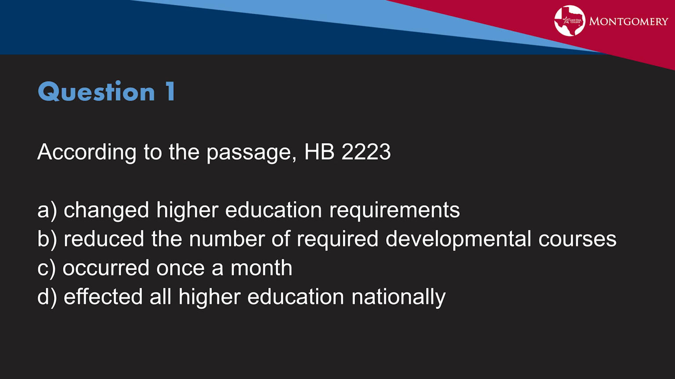As you go through and start trying to cross off as many of the extra answers as you can, you probably notice that C and D are fairly easy to cross off because nowhere in the passage does it say they're meeting monthly, and it's not talking about nationally, we're only looking at Texas. If we go back and read that passage, we're going to find the most support for A. Even though it does reduce the number of required developmental courses, the biggest impact and the most support is how it changed higher education requirements.